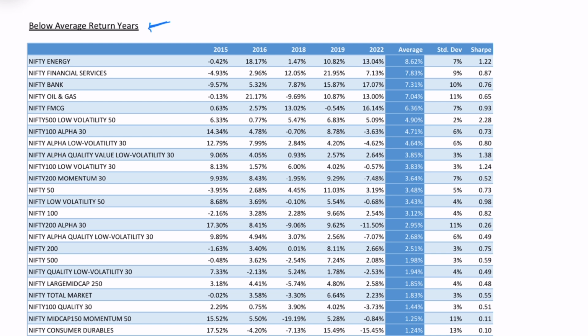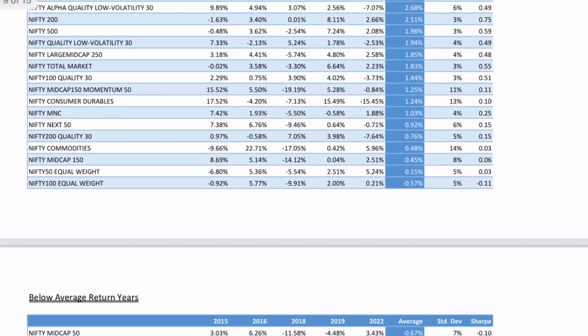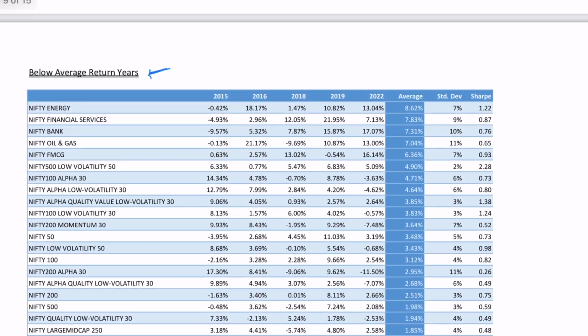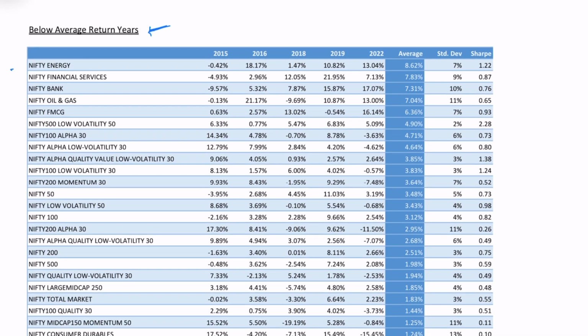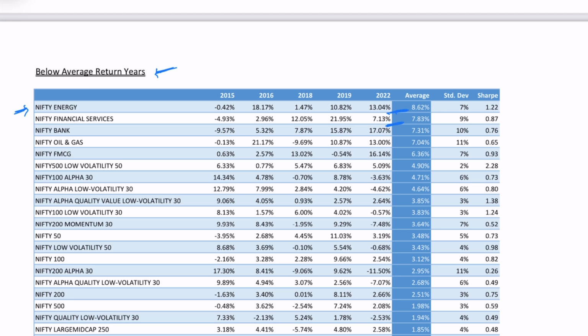What we can see is that the average return is highest for Nifty Energy. Others are negative also, like Smallcap 50. Nifty Energy has an average return of 8.62%, then Financial Service, Bank, Oil and Gas, FMCG, and then all the Low Volatility 50, Alpha Low Volatility 30 and other indexes. The maximum average returns we received are 8.62, then 7.83 and then 7.31. So one strategy could be to invest in FMCG, bank, financial service, energy, and so on. Otherwise we can invest in low volatility, or combine low volatility and alpha low volatility 30 and the other indexes, find the best risk adjusted stocks from those and invest.